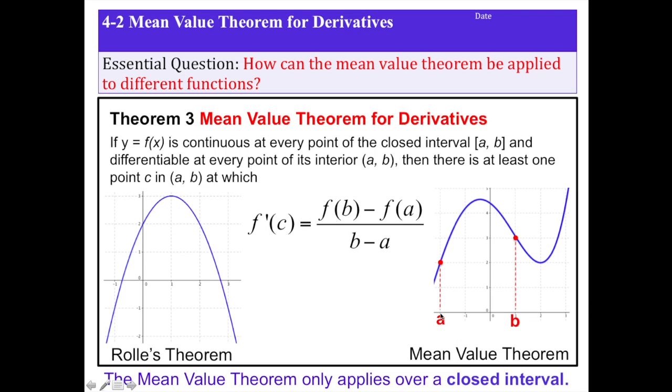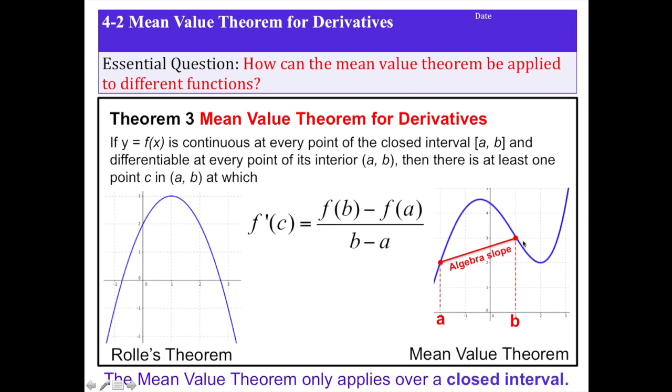B. So inside this domain, there's at least one point where the value of the derivative equals the algebra slope using the endpoints. You see, this is rise over run. So this is our function at B minus our function at A, these two y values, over B minus A. So our calculus derivative, in other words, our instantaneous value, is equal to our algebra slope.